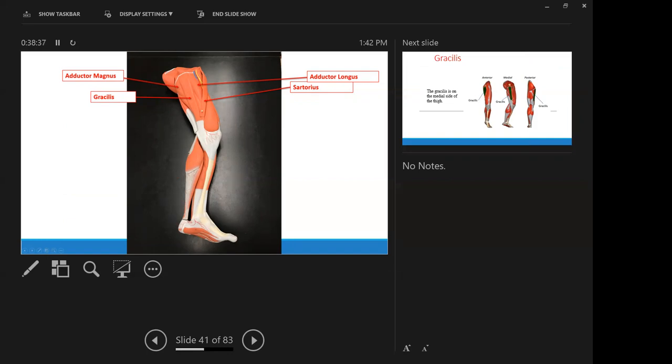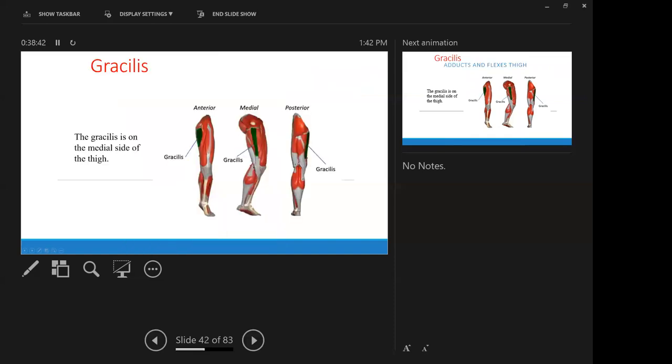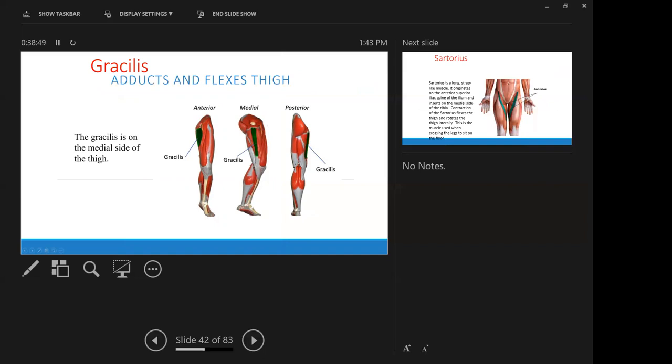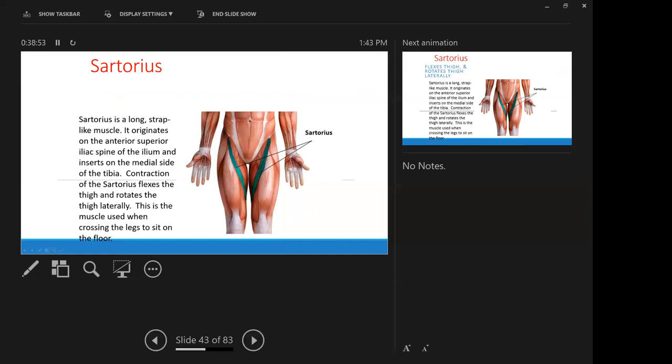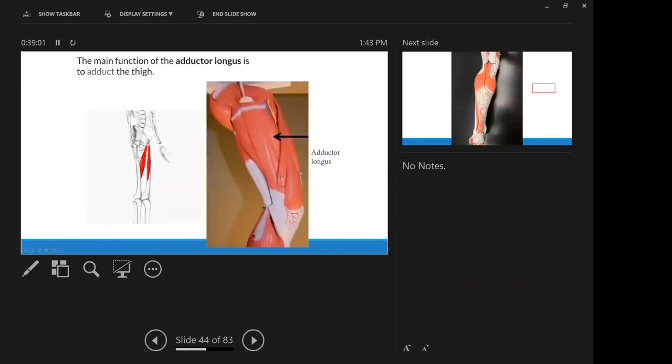What do these muscles do? They're all there to help stabilize the thigh. There's the gracilis on the medial side of the thigh. It allows us to flex our thigh and stabilize our thigh. The sartorius allows us to sit cross-legged on the floor. And the adductor longus allows us to move our thigh towards the midline. The adductor longus and the adductor magnus work together on that.